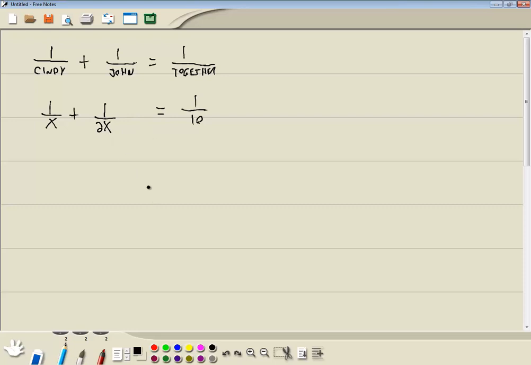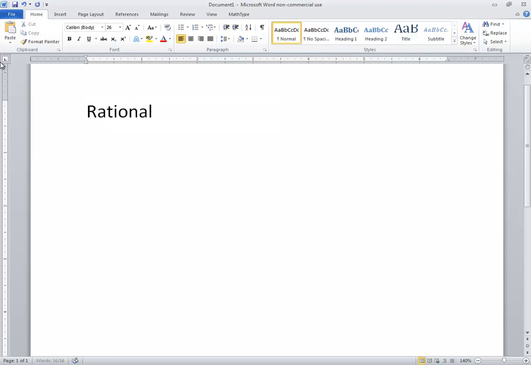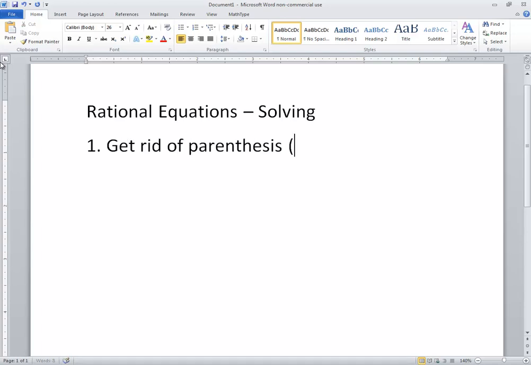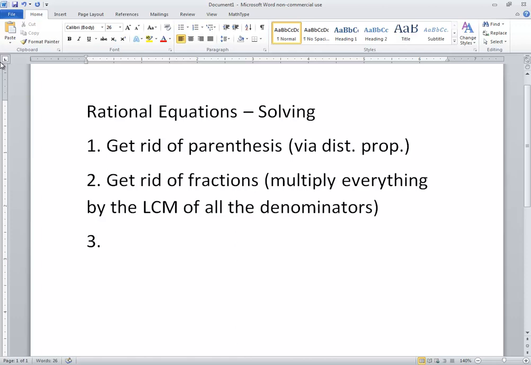Now at this point, this is a rational equation. And let's review our steps for solving a rational equation. Step 1. Get rid of parentheses. Usually that's via the distributive property, but it doesn't have to be. You can FOIL in some cases. Step 2. Get rid of fractions. Multiply everything by the LCM of all the denominators. Step 3. Solve for x.